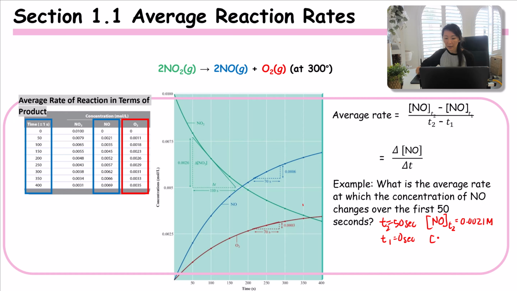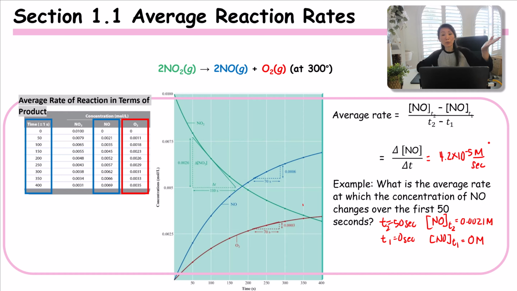Molarity, and then NO at T1, it didn't have any, so that's 0 molarity. So go ahead and try putting these values into here and see what you get. Coming back, you should have gotten the same value, which is 4.2 times 10 to the -5 molarity per second.